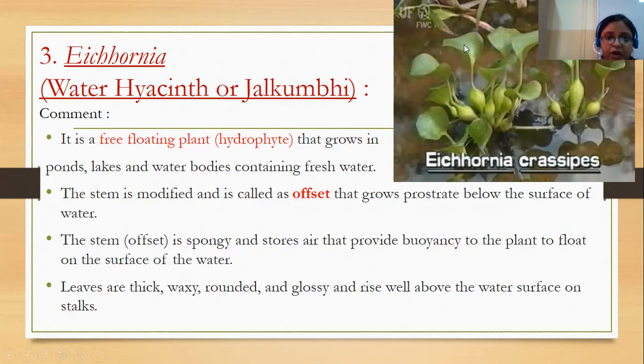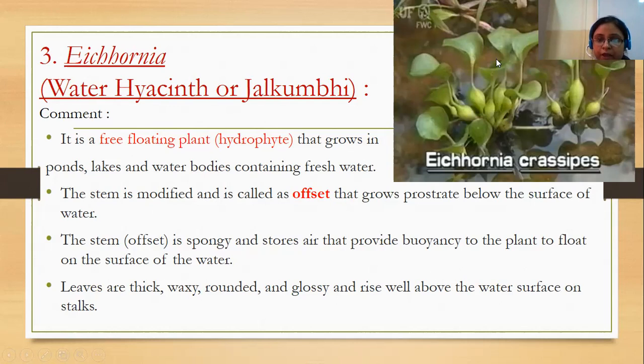The leaves are aerial, present above the surface of the water in the air. All these leaves are thick, waxy, rounded, glossy, and they all rise above the water surface on their stalks as well as on their swollen petiole. Here you can see how swollen this petiole is, so that all these leaves can remain emerged above the level of the surface of the water.